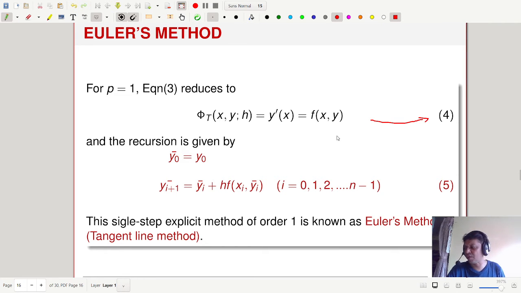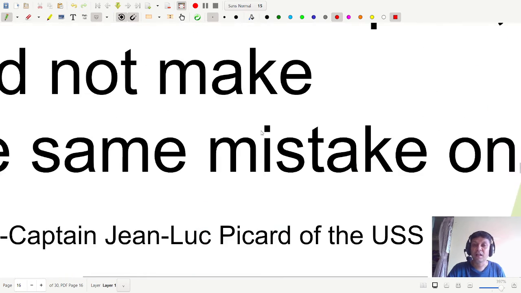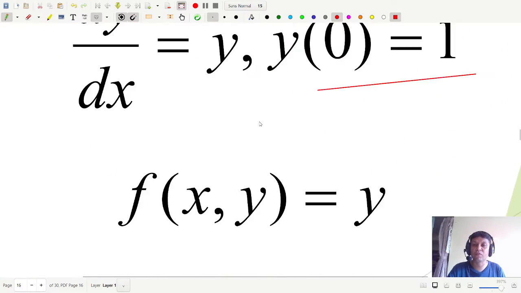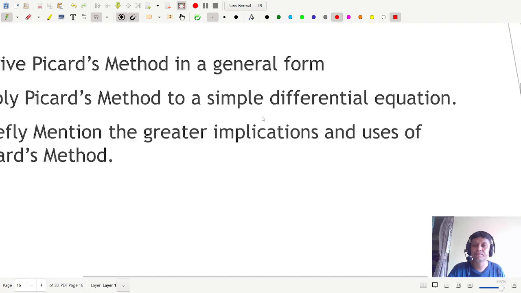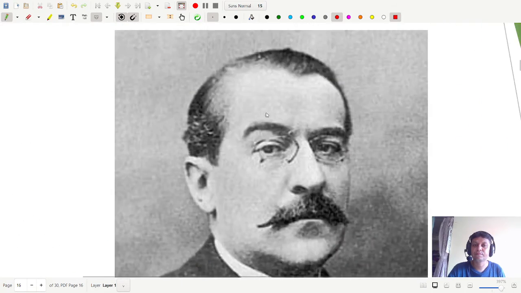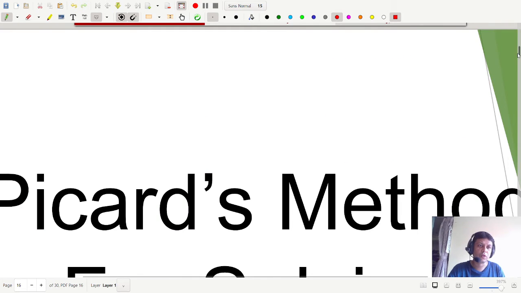So what was your equation 3? Equation 3 was the expression for phi t. Let's find out equation 3. Yeah, this is your equation 3. Look at that. This is for pth order phi t. Now for p equal to 1, you remain with phi(t, x, y, h) equal to y prime(x), the first order derivative.